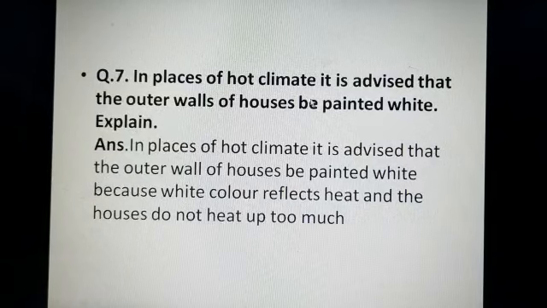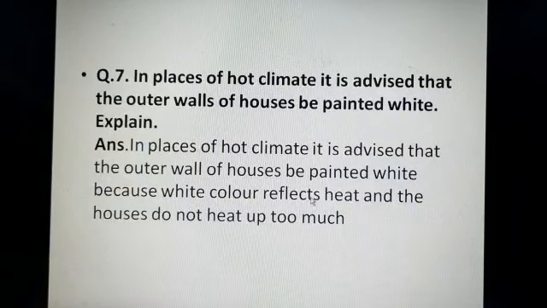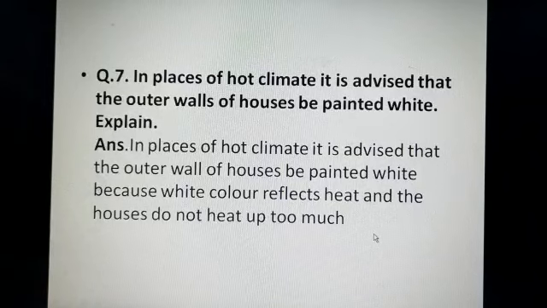In hot climate areas, it is advised that the outer walls of houses be painted white, because white color reflects heat, and it is important that the house does not heat up too much. So it is advised that the outer walls of houses be painted white in hot climate areas.